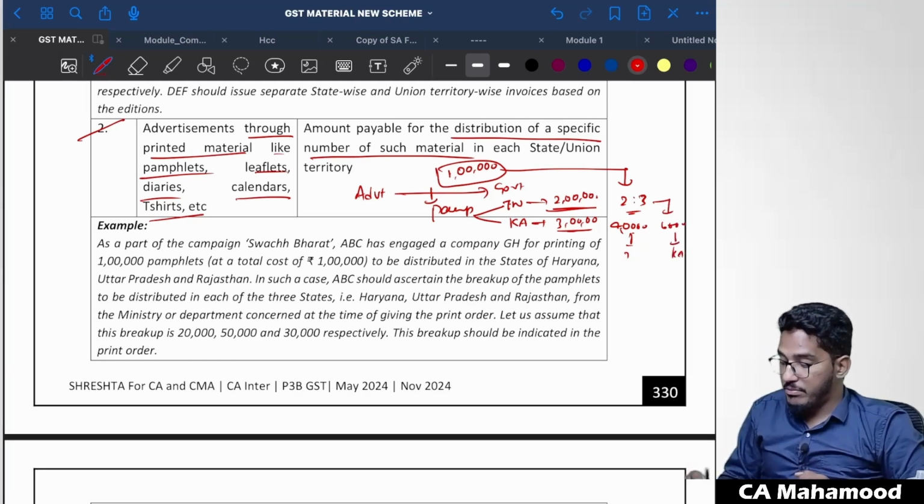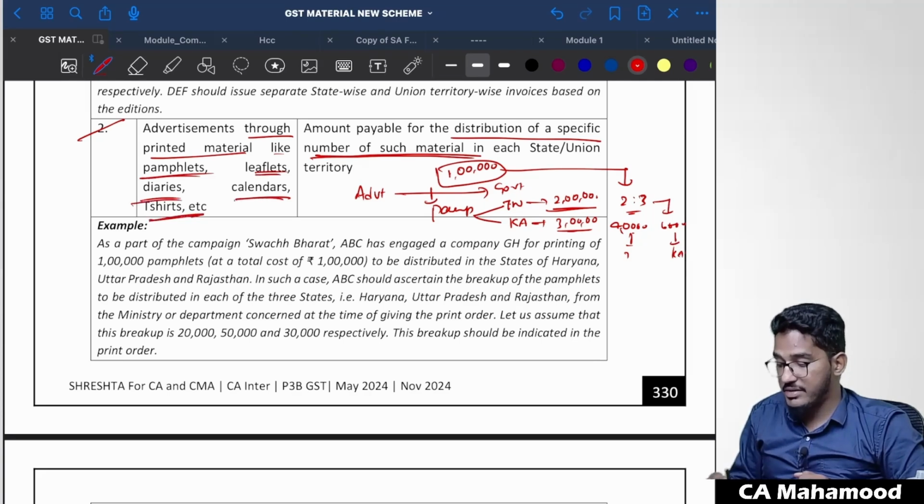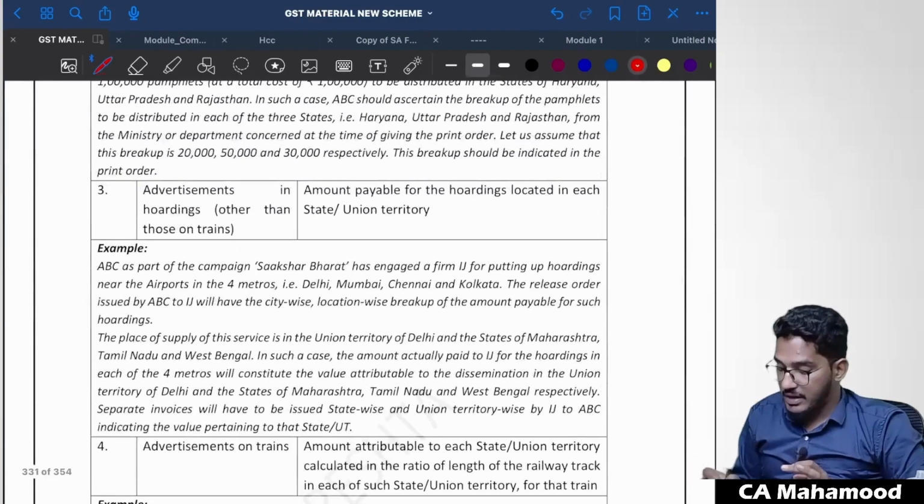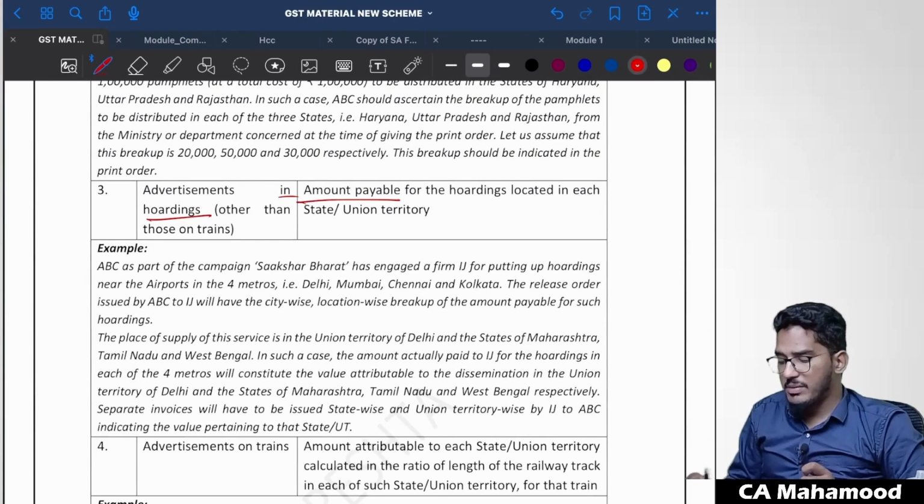So on the basis of the number of such material, in case of pamphlets, leaflets, diaries, calendars, t-shirts, on the basis of the number of such material distributed, you have to divide it. Sir, advertisement in hoardings? It will be on the basis of simply the amount payable. For example, an advertisement company is doing advertisement by way of hoardings in Telangana, in Andhra Pradesh, and in Tamil Nadu also.